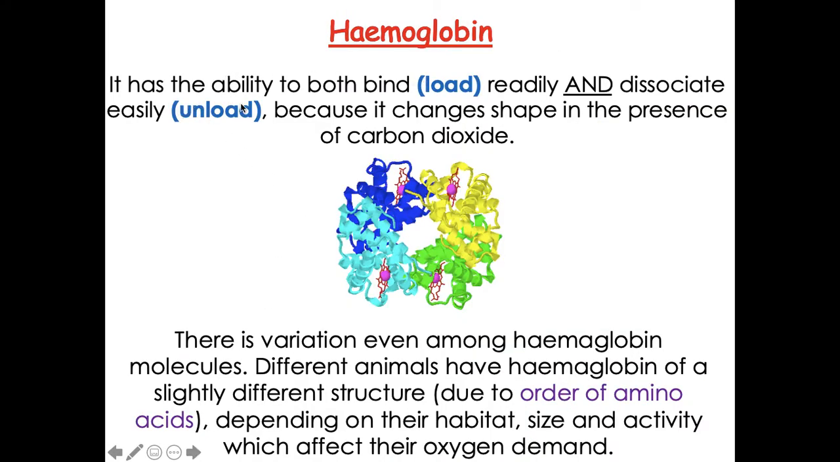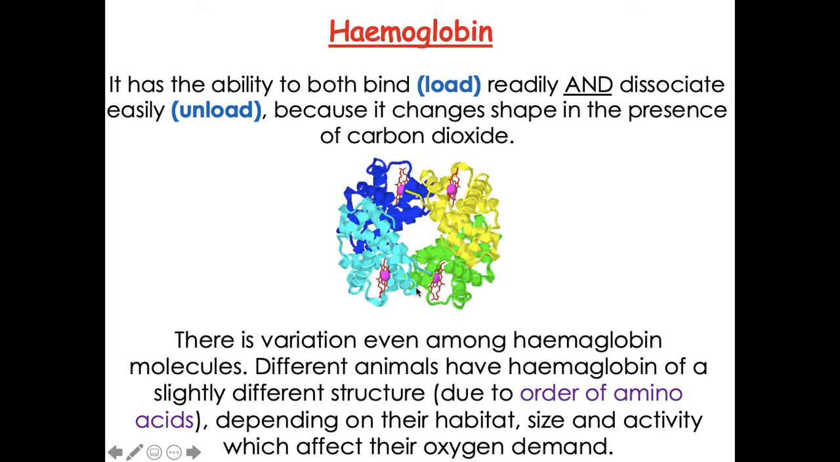Haemoglobin therefore has the ability to both load readily and dissociate easily, and both of these are important. You need it to actually bind to the oxygen, but you need it to let go of it when oxygen is required. It does this because the haemoglobin can change shape because of the presence of carbon dioxide.